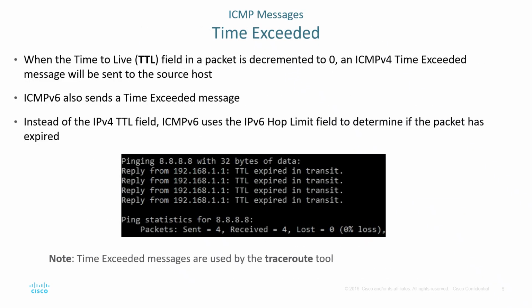So when the time to live, and we talked about time to live or TTL in previous discussions, field in a packet is decremented to 0, in ICMPv4, a time exceeded message will be sent to the source host. ICMPv6 also sends a time exceeded message. However, instead of the IPv4 TTL field, in ICMPv6, it will use a hop limit field to determine if the packet has in fact expired.